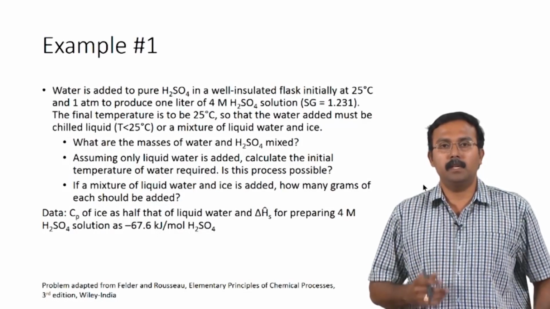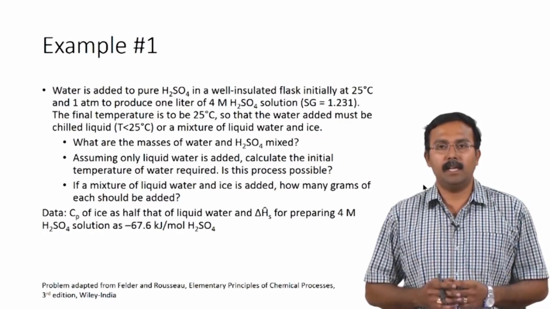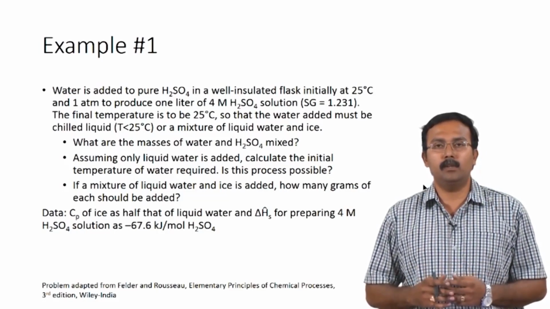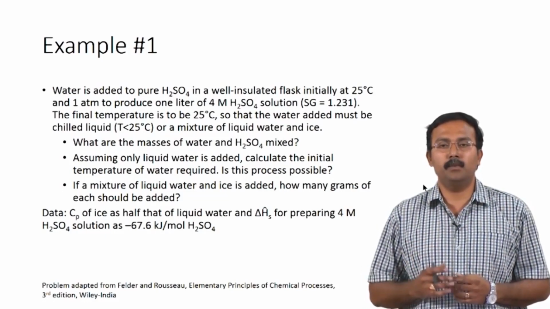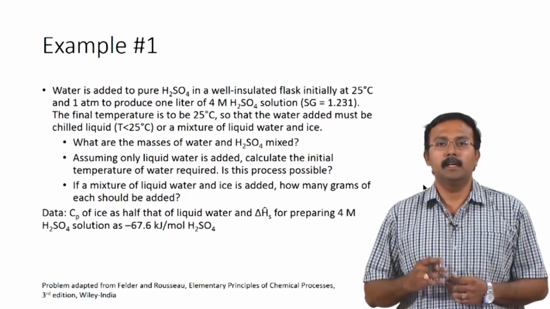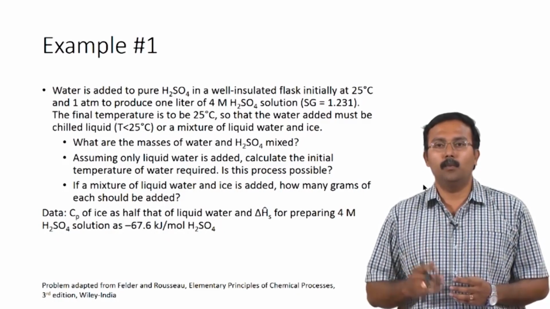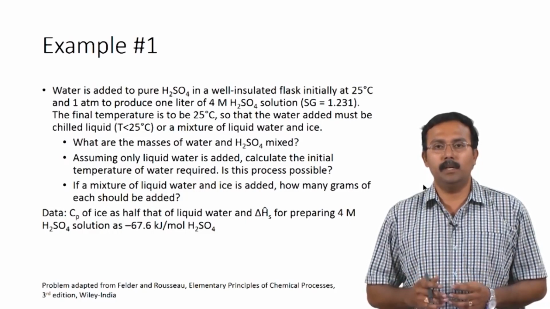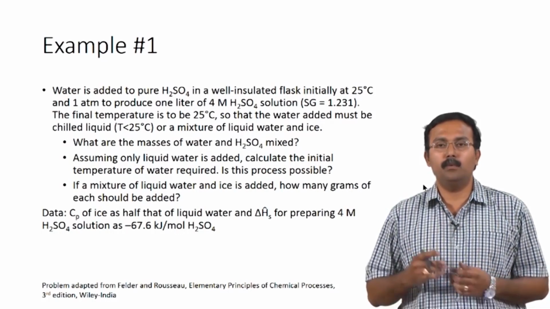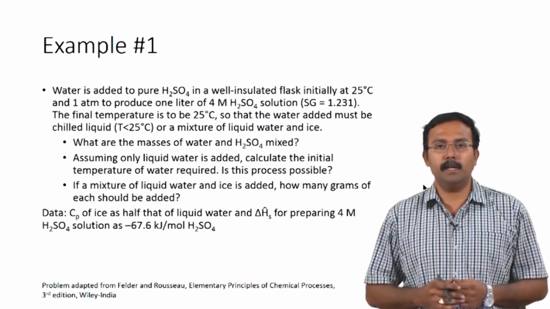The first problem states that water is added to pure sulfuric acid in a well insulated flask initially at 25 degrees Celsius and 1 atmosphere to produce 1 liter of 4 molar sulfuric acid solution. The specific gravity is given as 1.231. The final temperature is to be 25 degrees Celsius, so that the water added must be chilled liquid at temperature much less than 25 degrees Celsius or a mixture of liquid water and ice. What are the masses of water and sulfuric acid that need to be mixed?